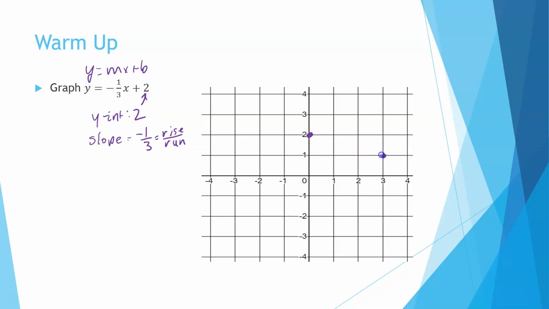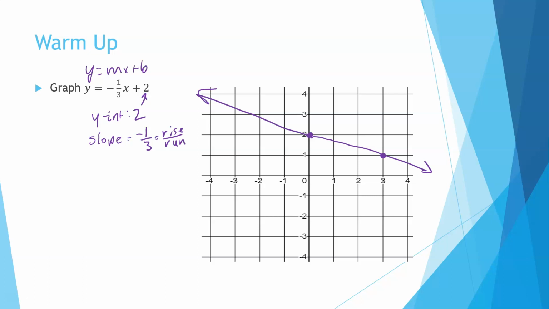So from the point at 2 on the y-axis, I go down 1, and then I run 3 to the right. To graph a line, I need 2 points. So those are my 2 points, and because it's an equation, I just draw a solid line between those 2 points. And that would be my answer if I was asked to graph that equation.